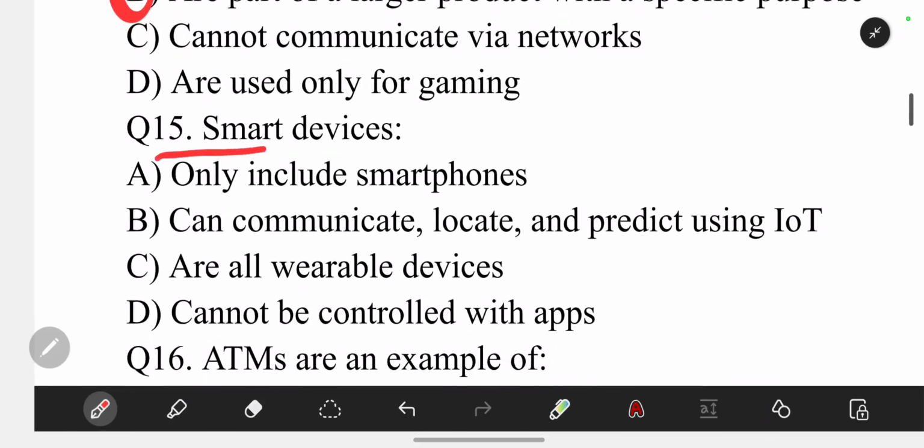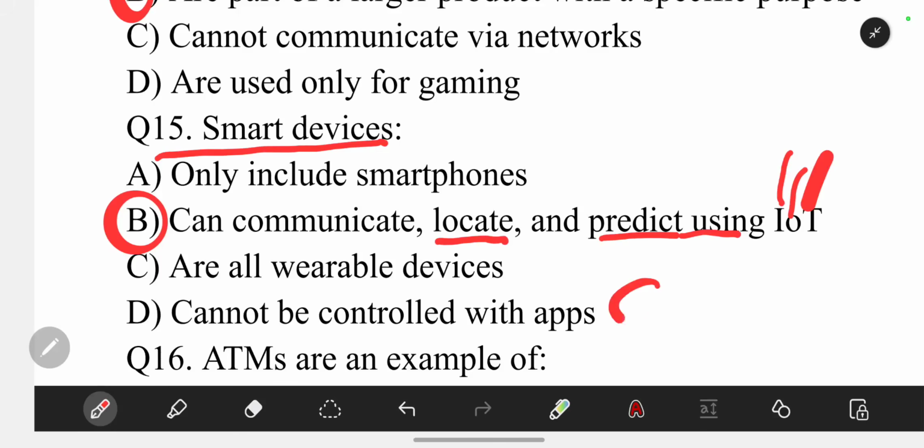15, smart devices. What are smart devices? Smart devices are devices that can communicate already. They are smart, so they can communicate, they can locate, they can also predict using IoT, which is the Internet of Things. So remember, they can communicate, just as we talked about. They can locate, like for example, GPS can locate things. They can also predict using IoT. So they can predict in the aspect that they are able to guess the next thing because of the data that they have been fed.